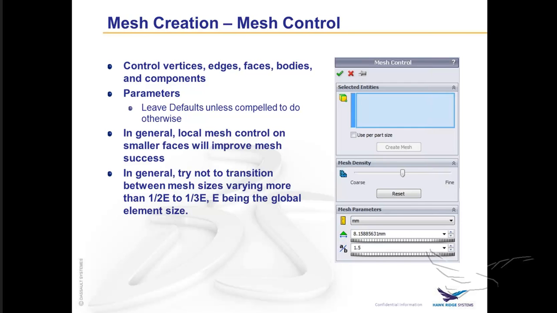Generally, try not to transition between mesh sizes varying more than a half to a third of the global element size. And you've also probably noticed that whenever we hit reset, it sets the mesh density to a certain default element size. That default element size is calculated internally by the software. It takes into account the volume, the smallest features, the smallest dimensions, as well as the element type we're using, standard versus curvature or shell elements and so on. So once we have that default element size, we can pick and choose whether we want to start off with the default element size or adjust it and start off with something other than that value.